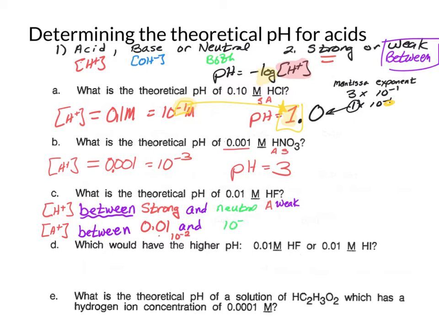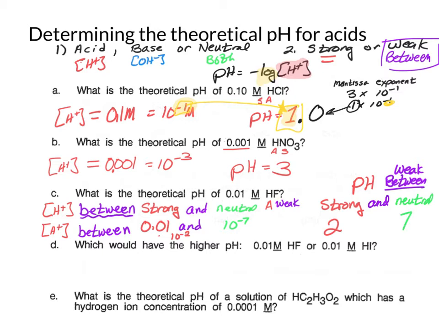So if those are the hydrogen ion concentrations, what are the pHs? Well, if it were a strong acid, it would have been 2. But in this case, it's a weak acid, so it's between a pH of 2 and a pH of 7.